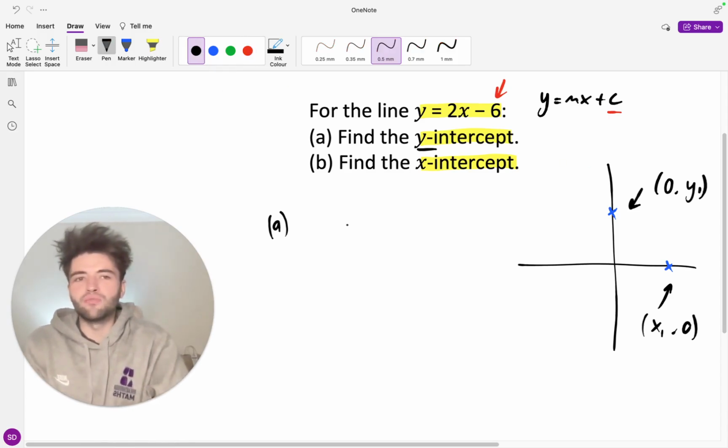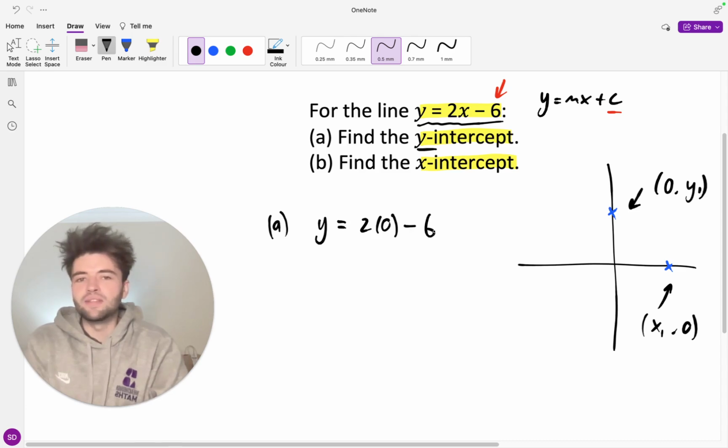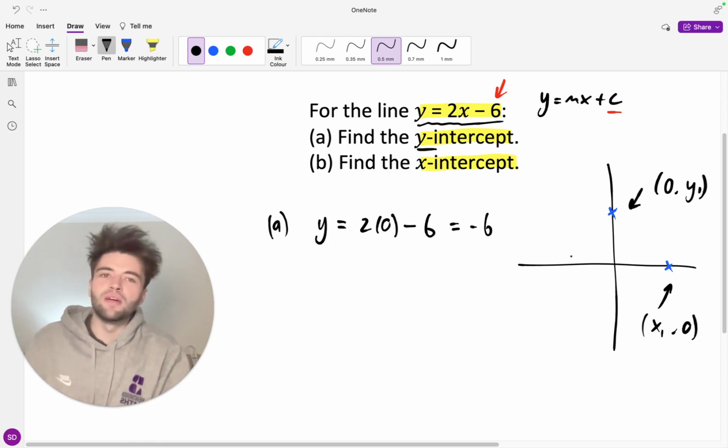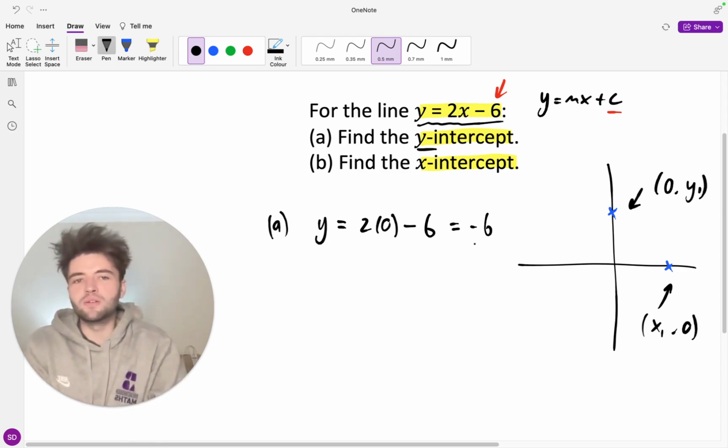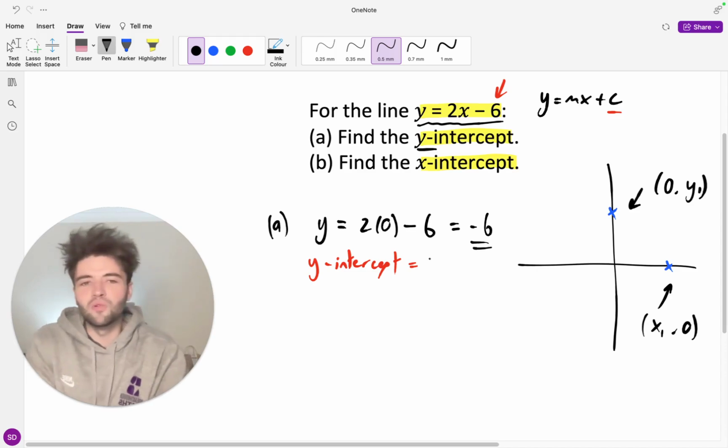The reason for this is if we test it out, we're looking for y and we need to set x equal to 0. So using our line from the question, we have 2 times 0, and then minus 6. So y is going to be equal to just minus 6, because 2 times 0 is 0. We can read that straight from the line we're given in the question. So our y-intercept is minus 6, which means the full coordinate is 0 comma minus 6.